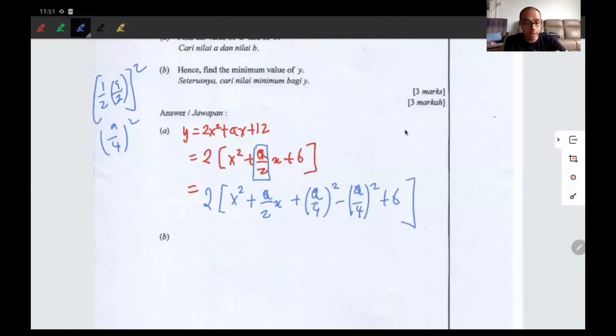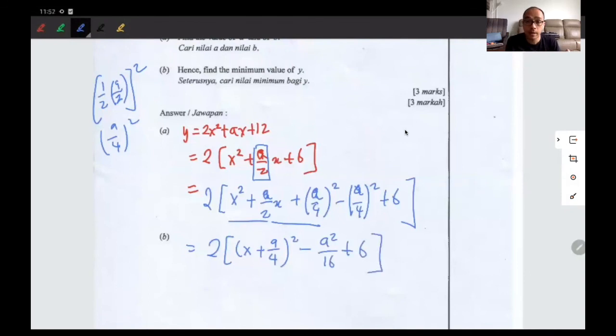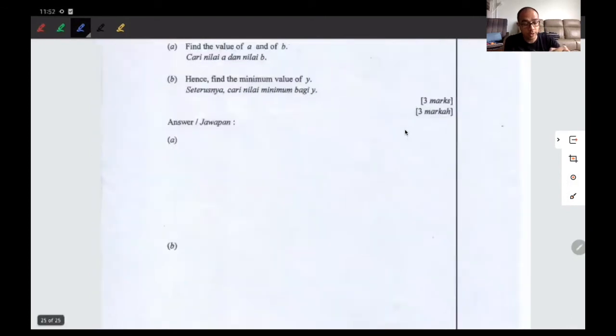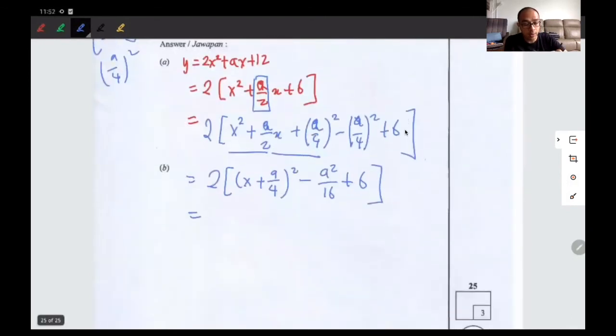Okay, so when I complete these two squares, I'll get 2x plus a over 4 squared minus a squared over 16 plus 6. Oh, okay, sorry. I have to multiply the 2 inside, so I will get 2x plus a over 4 squared minus a squared over 8 plus 12. 2 times 16, sorry, 2 over 16 becomes 8 below, and 2 times 6 I will get 12.